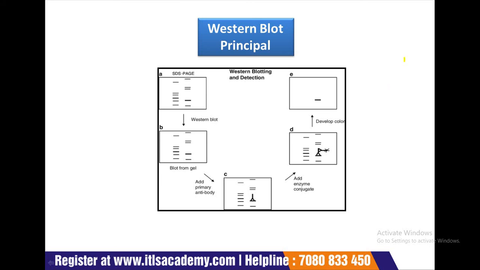Western blotting is a rapid and sensitive assay for detection and characterization of proteins. It is based on the principle of immunochromatography, where proteins are separated in a polyacrylamide gel according to their molecular weight. The proteins thus separated are then transferred, or electro-transferred, onto a nitrocellulose membrane and are detected using a specific primary antibody and a secondary enzyme-labeled antibody and substrate. You can see in this picture.